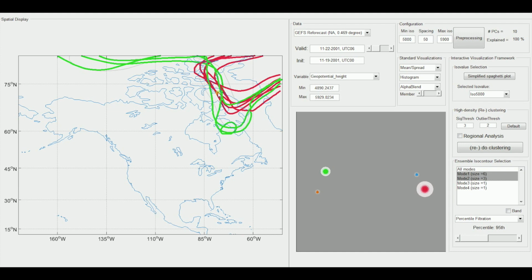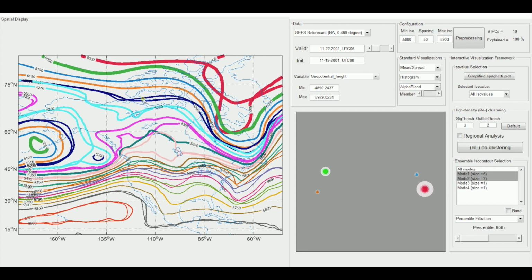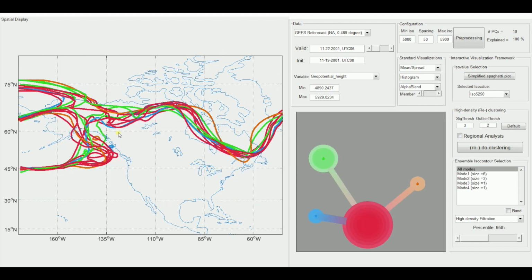After we finish exploring the isovalue, we can right-click and go back to the simplified spaghetti plot to select other isovalues. By selecting the two trends, we notice that they mostly differ in the south areas, while the variations and topologies in the north region are not apparent. So we brush the spaghetti plot to select the north area for regional analysis.